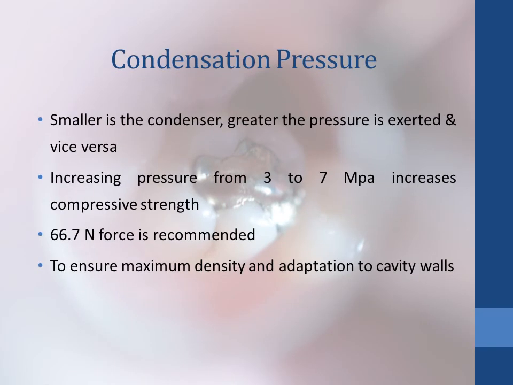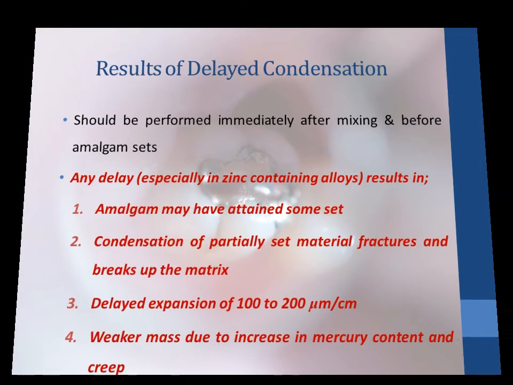So condensation pressure, it is recommended to increase the pressure from 3 to 7 megapascals, and this has been shown to increase the compressive strength. 66.7 Newton force is recommended. So this ensures maximum density and excellent adaptation to the cavity walls. The smaller the condenser, the greater the pressure exerted, and vice versa.